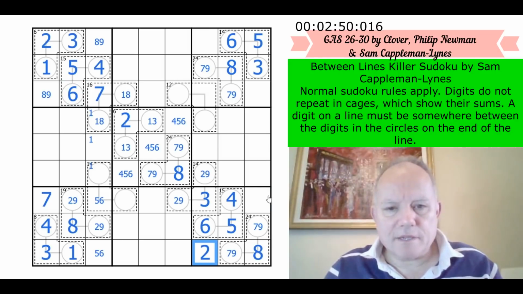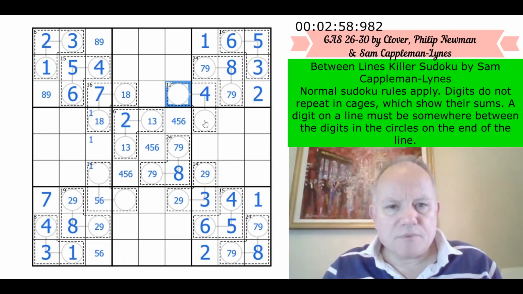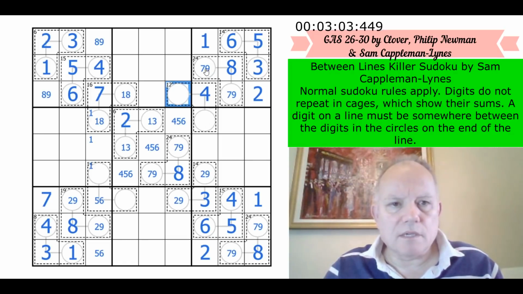1, 2 pair here. I can do those. What up here? A 1, 2, and a 4. So the 2 goes there. 4 must go there because 1 can't be on a line. That's probably surrounded by a 3 and a 5, but I don't know that.